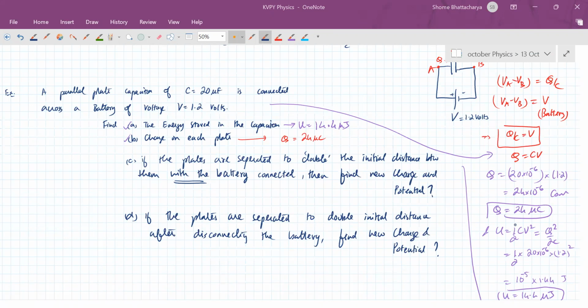I didn't understand the energy one. Sorry, come again, beta. Energy, formula of energy. Half CV square. Okay. So V is the potential difference between the plates and C is the capacitance, right? So in SI unit, if I convert, it is 20 into 10 raised power minus 6 farads into 1.2 volts squared. So 1.2 squared will come out as 1.44, and this part is 10 raised power minus 5. Okay, so yes, that's how I got it in microjoules.